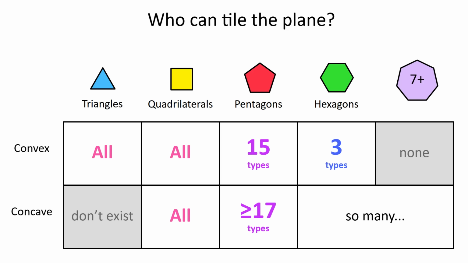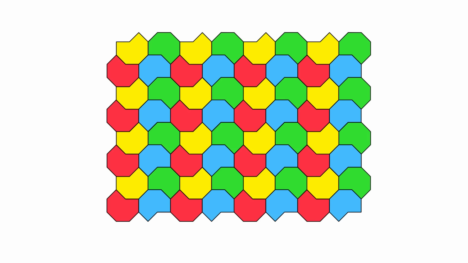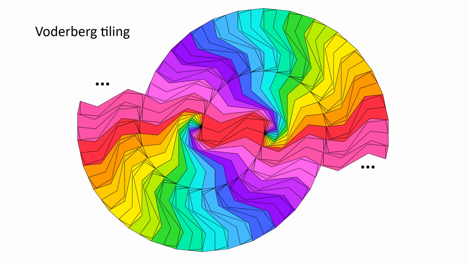All triangles, all quadrilaterals, 15 types of pentagons, and 3 types of hexagons are the only possible convex shapes that tile the plane. But there's still plenty of concave monotiles past hexagons. Here's one made of arrow-shaped heptagons. Here's one with almost regular octagons. And there's even the Voderberg tiling, made of the strange-looking nonagon/enneagon, which spirals out forever.